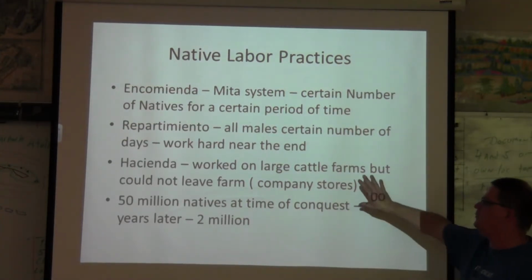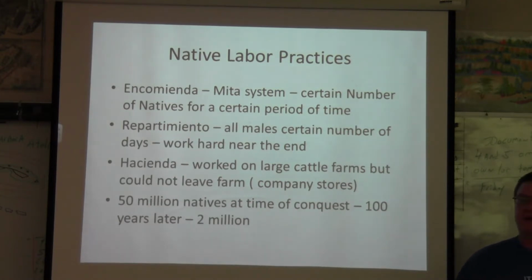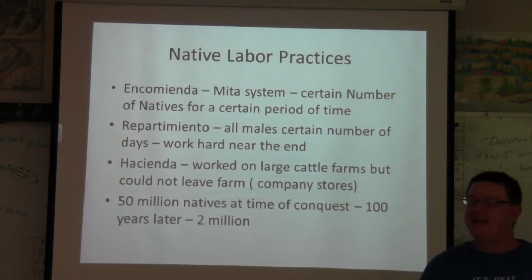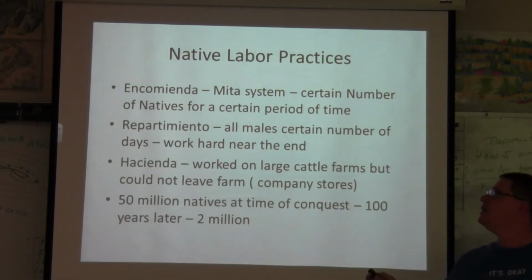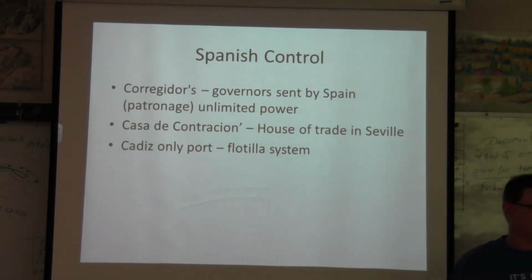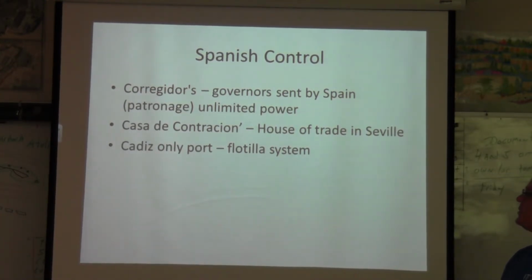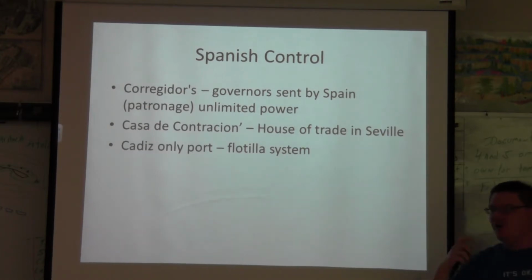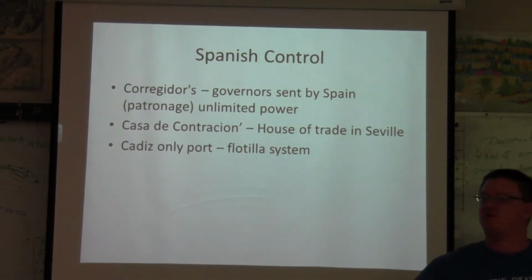That's where you worked, kind of like the old company store mentality that I told you about. 2 million slaves are left within 100 years of conquest. 48 million are killed using exploitive labor. Now that the Spanish have killed all the Native American workers, who's going to do the job? And corregidors will be Spanish nobles who are sent over as favors from the king to administrate this.